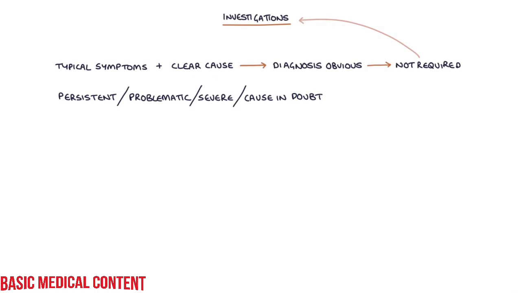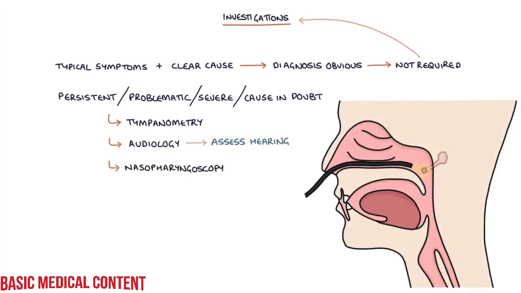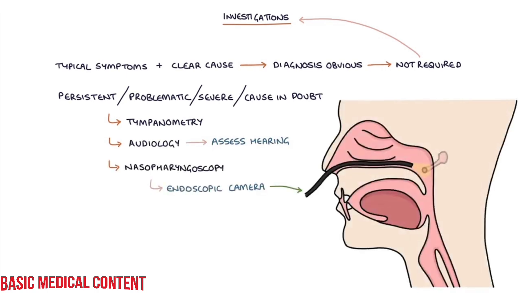And these investigations can include tympanometry, which we'll talk about in more detail shortly. Performing audiometry can be used to assess the hearing in detail. Nasopharyngoscopy, which is where an endoscopic camera is put through the nose to the throat to inspect the Eustachian tube openings. Or a CT scan to assess for structural pathology.